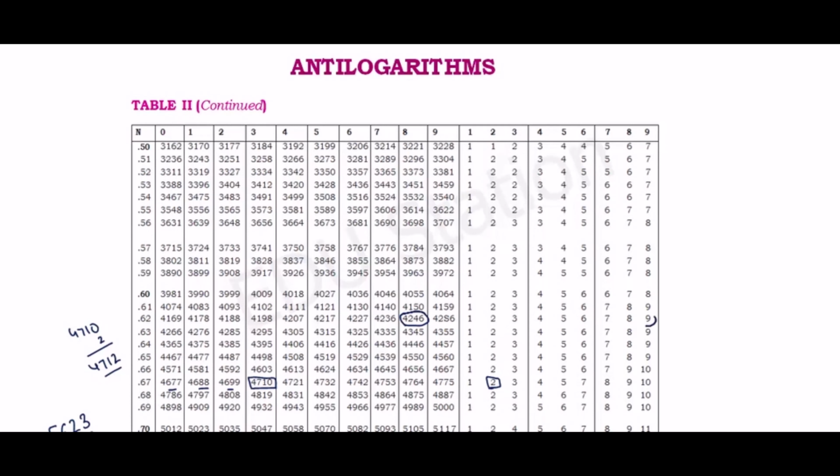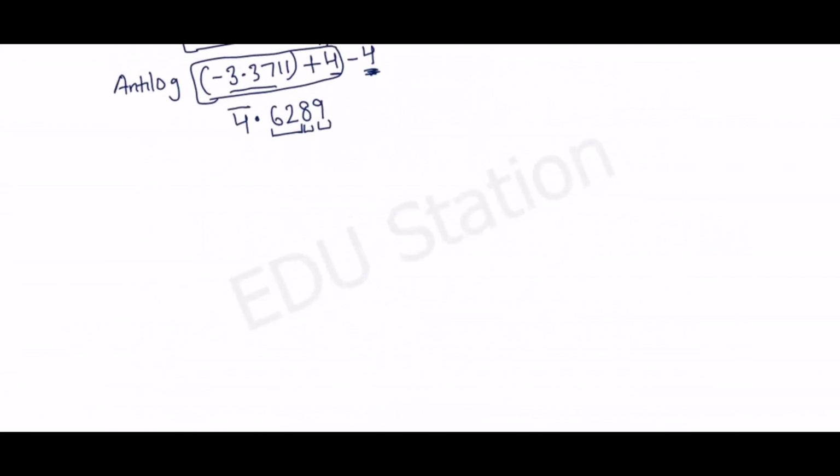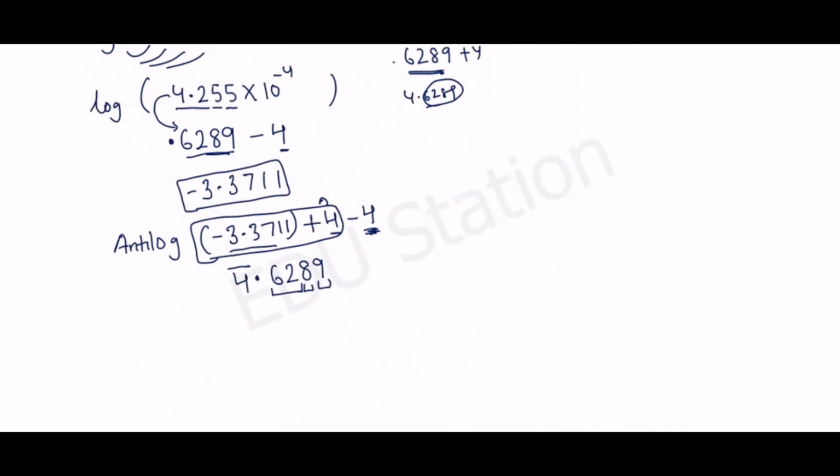So 4, 2, 5, 4, 6, you add 9, becomes 4255. Whatever we look in antilog, we put a point. So it becomes 4.255 into 10 to the power bar. Bar means negative power of 10. So this is what our answer will be.